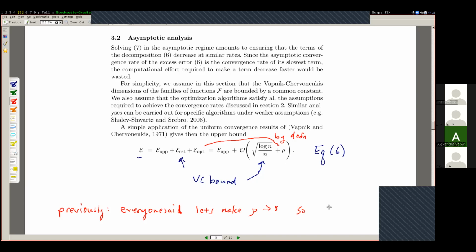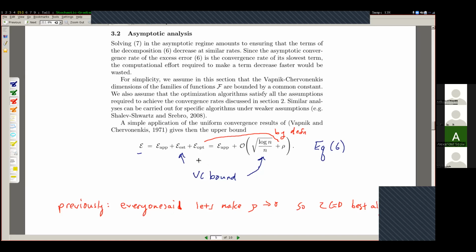And so SGD is the best algorithm, but there's no point in making rho go to 0, making it go to a really small number, if our other two terms have really, really high error still. The error of those two terms will dominate whatever this error is. And so we're potentially wasting a lot of computational power that we don't actually need to be using.